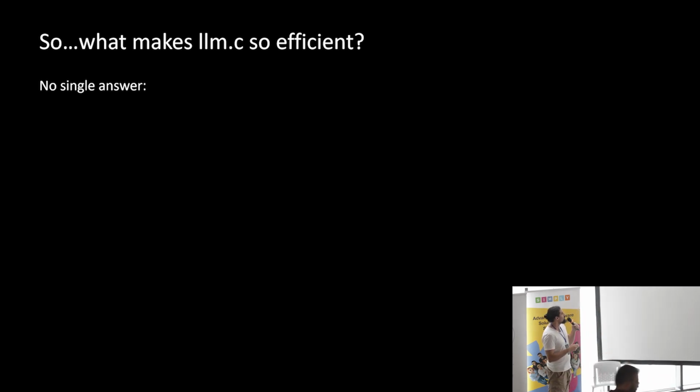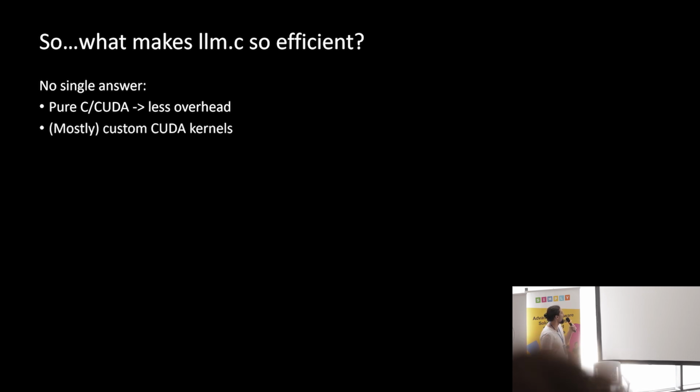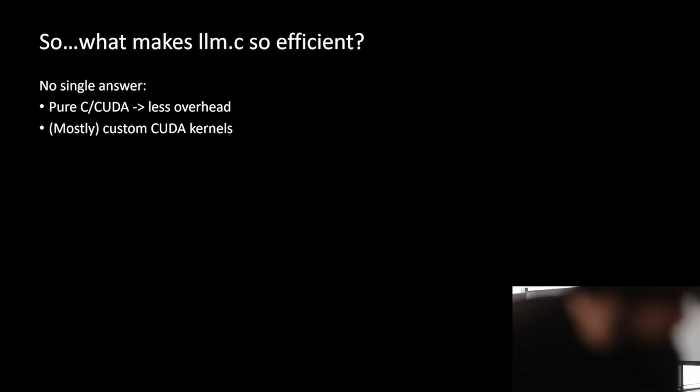So what makes LLM.c so efficient? There is no single answer, obviously. First of all, we are writing it in C and CUDA, which is very low level and high performance. Thus, you have less overhead. We mostly have custom CUDA kernels. As you'll see, we do use cuDNN and cuBLAS for a couple of kernels, especially for matmul, which is hyper optimized. It's very hard to get to the baseline that NVIDIA has set, so we do leverage some of those existing libraries.